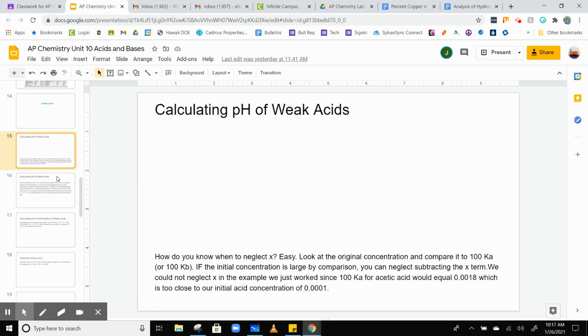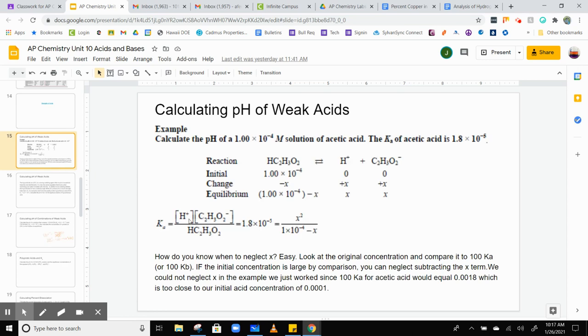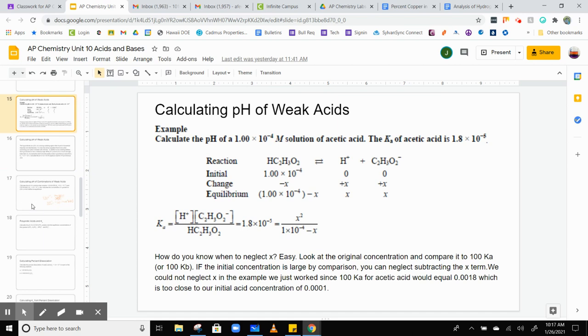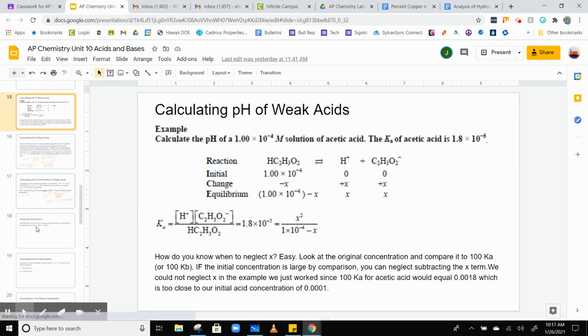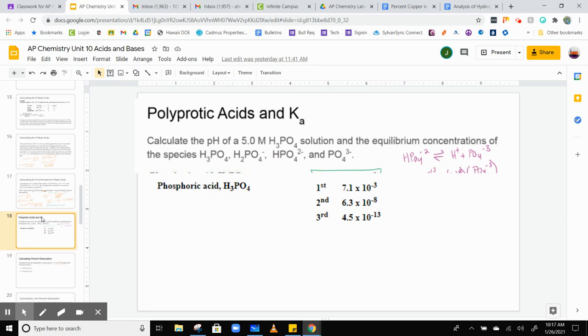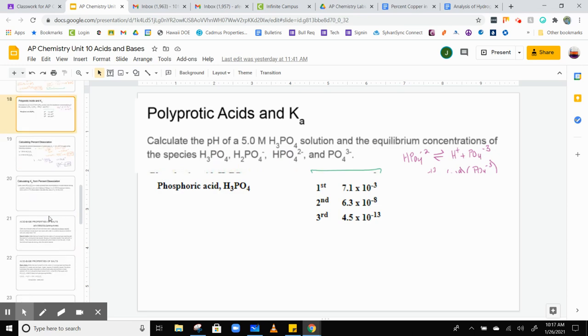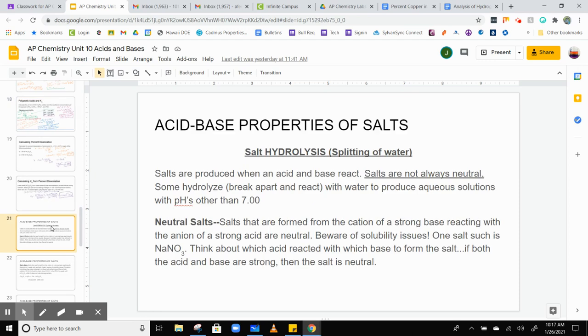So we already did calculating pH of weak acids using Ka statements. Kb statements work pretty much the same way, right? Now we're going to be talking about acid-base properties of salts. Now you'll hear it a couple different ways. So you'll see acidic salts or basic salts, or they might talk about salt hydrolysis.